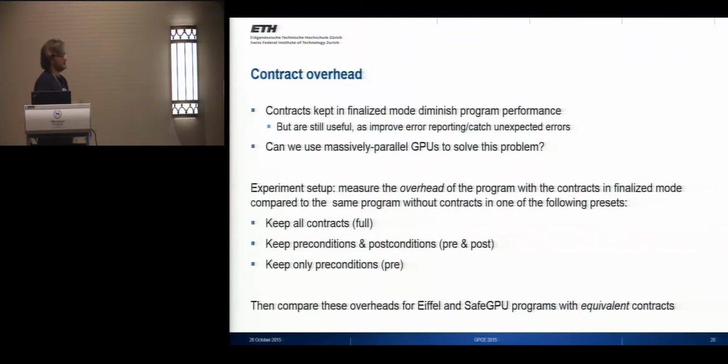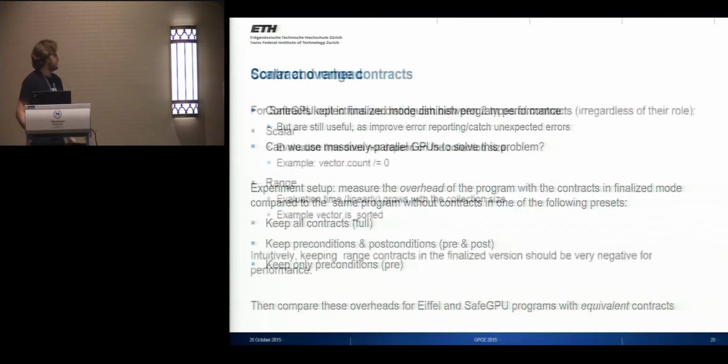Well, because invariants are really heavy, and you can easily get a performance advantage by turning them off. And then postconditions are like guarantees to your caller, and most of the time you're not interested in that. So the most practical setup is when you keep only preconditions. That's like in programming without contracts, just checking your arguments. That's what you should do, and the contracts are doing that. And then we compare the overheads for Eiffel and SafeGPU programs with equivalent contracts.